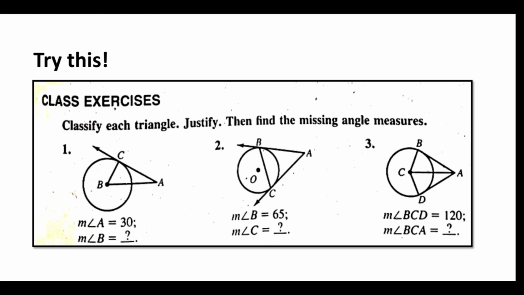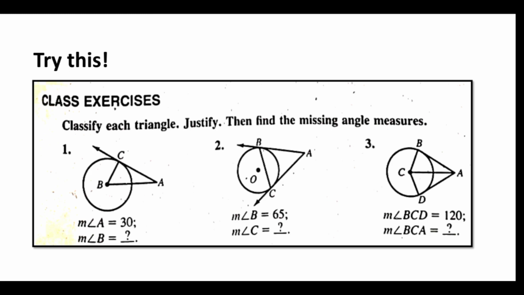it is an isosceles triangle because of Corollary 1: two tangent segments from a common external point are congruent. So the external point is A. Segment AB is congruent to segment AC. So it is an isosceles triangle. It is an isosceles triangle if it has two sides of equal length. If angle ABC, or angle B, is equal to 65, then angle C is also 65 degrees.